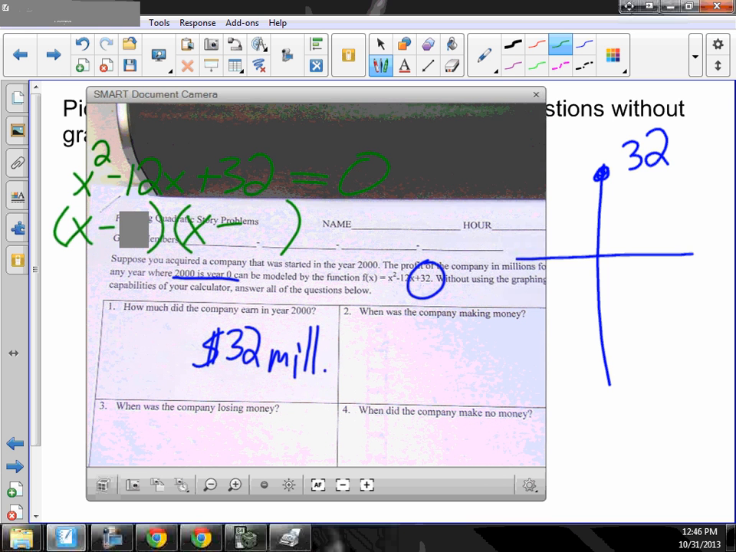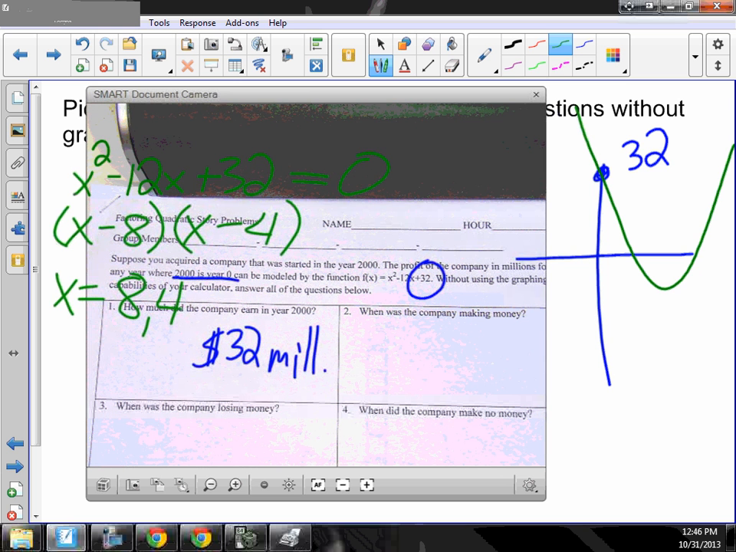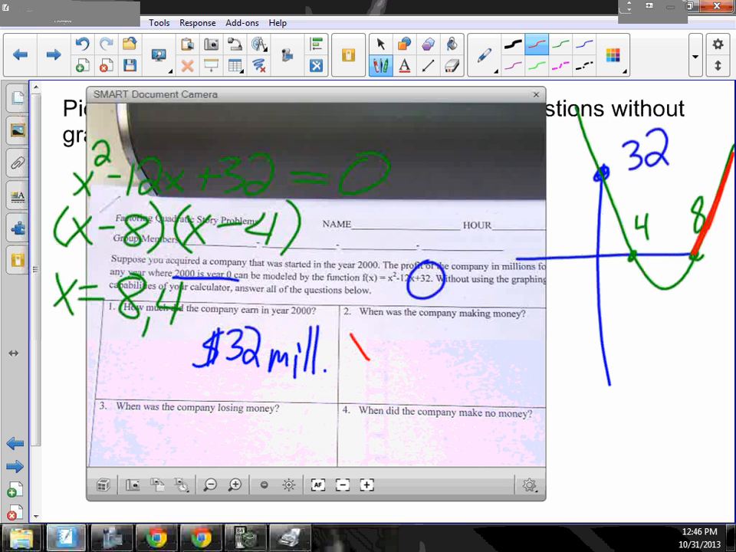So my roots are x equals 8 and 4, which means that my parabola looks like this, where this is a 4 and this is an 8. So what is the interval where the company was gaining money? 8 to infinity is one of them. So this piece over here is a positive piece. So x equals from 8 to infinity.